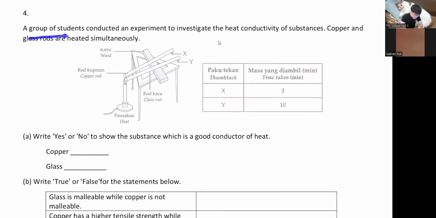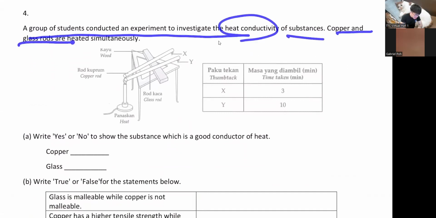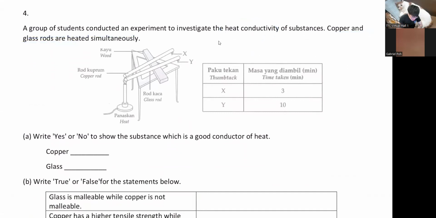So a group of students conducted an experiment to investigate the heat conductivity of substances. A copper rod and a glass rod are heated simultaneously. So there's a copper rod here, and at the end there's a thumbtack stuck to it with wax, and then there's another glass rod. Same thing happens here. When I heat it, the heat will be conducted to here, and then the wax will start melting, and then the thumbtack will drop. As you can see, for copper, it takes a really short time. It takes like 3 minutes, and this thing will drop.